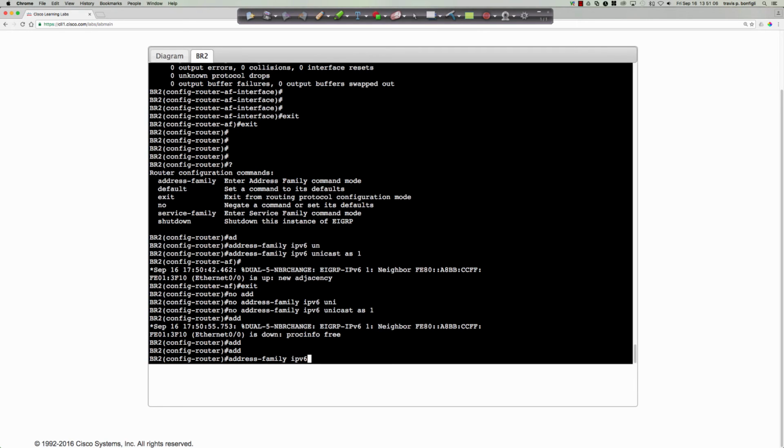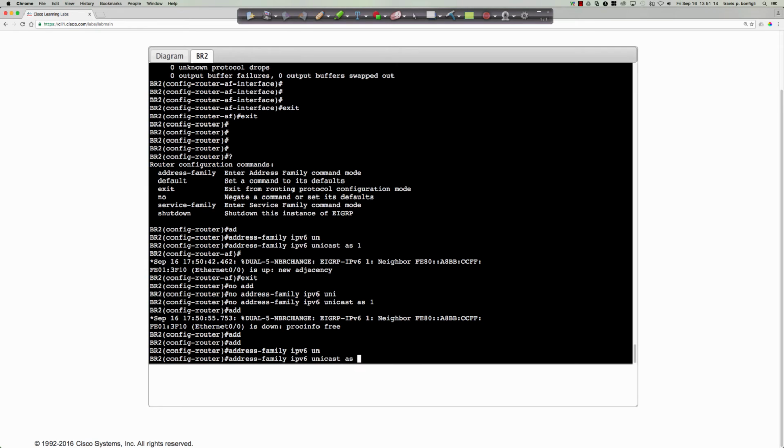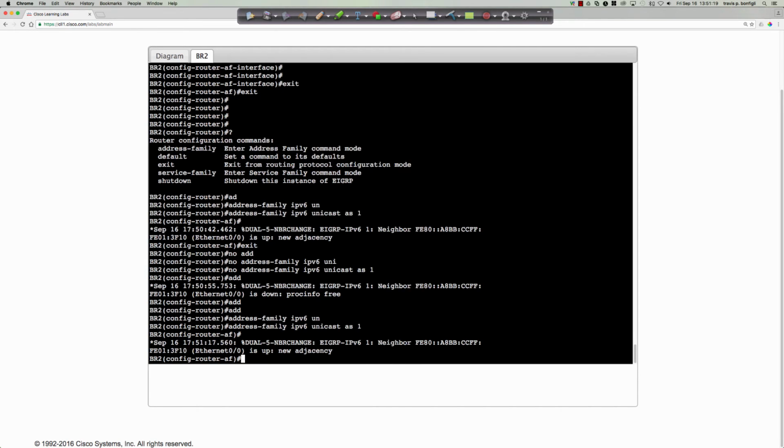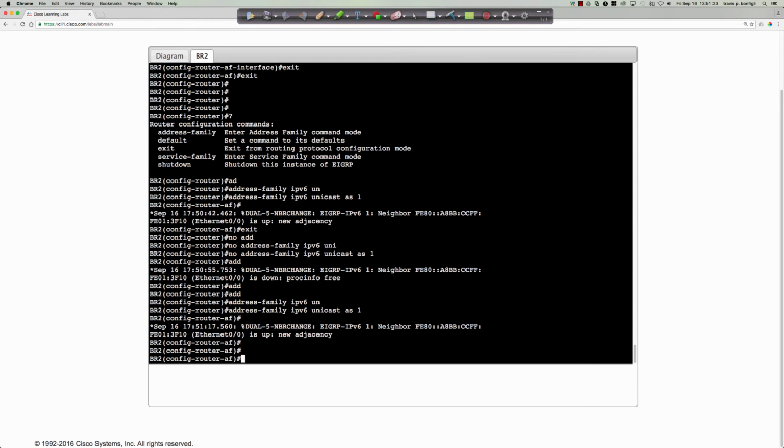But it doesn't have to be the same on the same router for v4 and v6. It does have to be the same as the neighbors, as we would have unfortunately learned had I continued on there using AS100. We wouldn't have learned any information, and there would not have been any adjacencies established. Okay, so this is how you get into the address family configuration mode for IPv6.